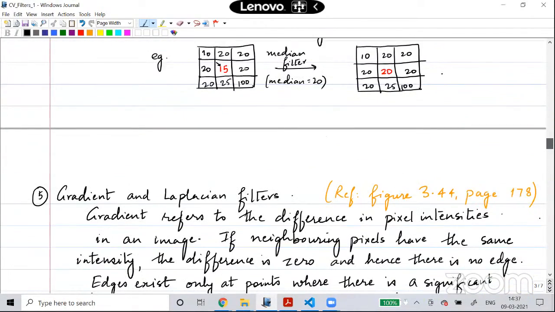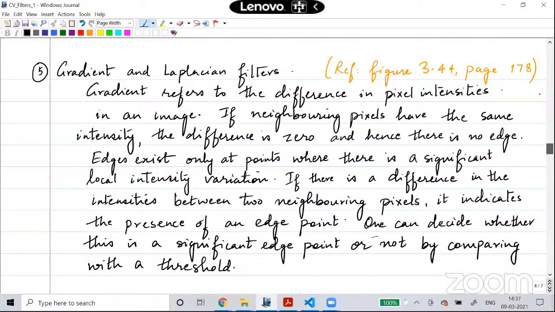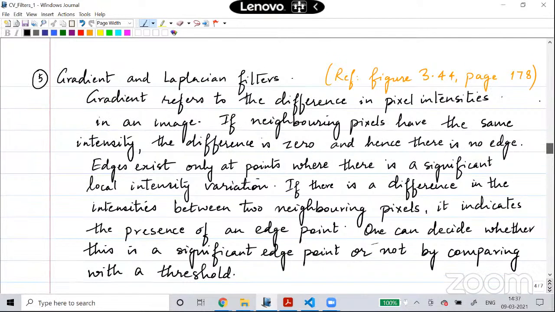The main family of filters that I want to discuss now is what are called the gradient and Laplacian filters. Gradient simply means taking the derivative, right? And Laplacian means you take the second derivative. These derivatives help us find the edges in an image, because gradient in images refers to the difference in pixel intensities. So these are very useful in edge detection.